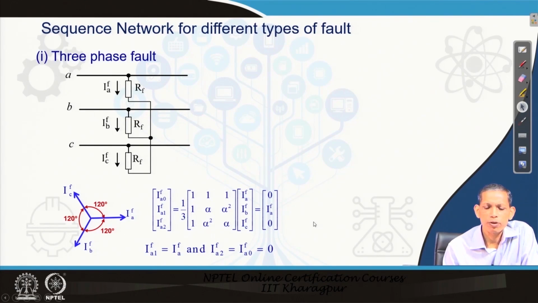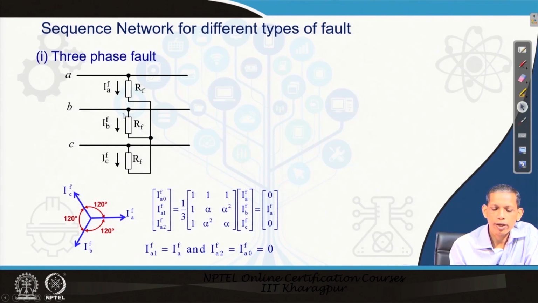Now, we will go to the classification of faults and see what the sequence diagram and sequence network are for each. Let us first consider a 3 phase system. The 3 phases are short circuited by fault resistance in this case. Again, this is a balanced condition, as you know. Therefore, the corresponding current also becomes balanced, with the same magnitude and 120 degrees apart.